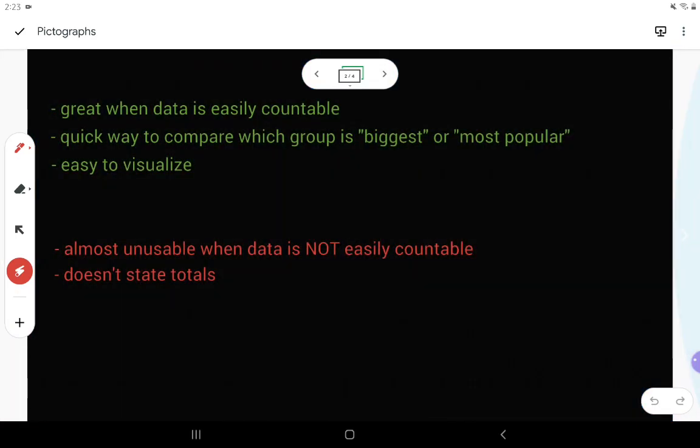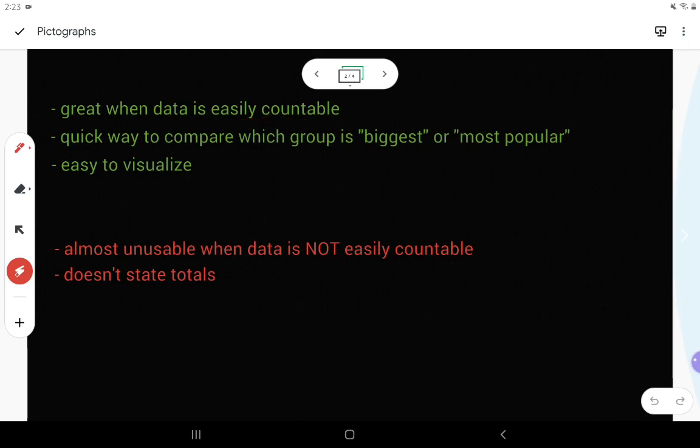Now, there are some good things and bad things with pictographs. So pictographs are really awesome when the numbers or the data are easily countable. So if you think of that last example I gave you, I said each controller was 4 students. And that means that my data really worked out nicely. They were all multiples of 4. So it was really easy to say 4 students to a picture, and then I can use that picture to show all the data. Okay, so when the data is easily countable, a pictograph works really nicely.